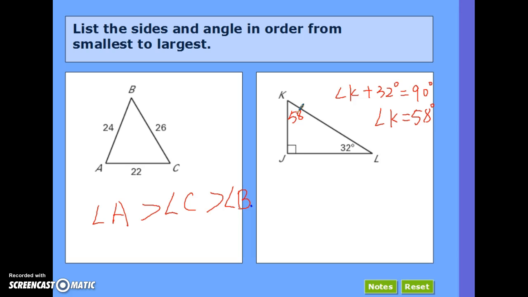And now we can arrange the measure of sides. Okay, so the biggest angle in this triangle will be the right angle. So the side opposite to it will be the longest. So KL is the longest side. And then the middle side will be the side opposite to the 58-degree angle. So JL is the middle side. And the smallest side will be the side opposite to the angle L. So KJ will be the smallest side of the triangle.